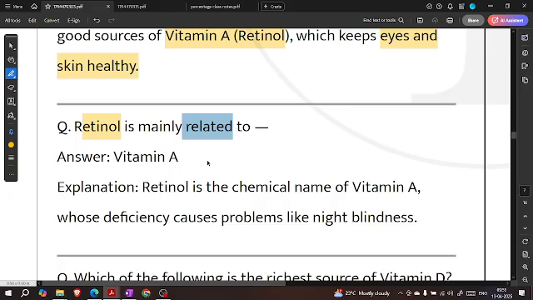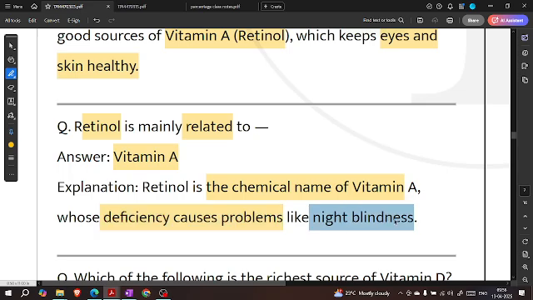Retinol is mainly related to vitamin A. Retinol is the chemical name of vitamin A, whose deficiency causes problems like night blindness.